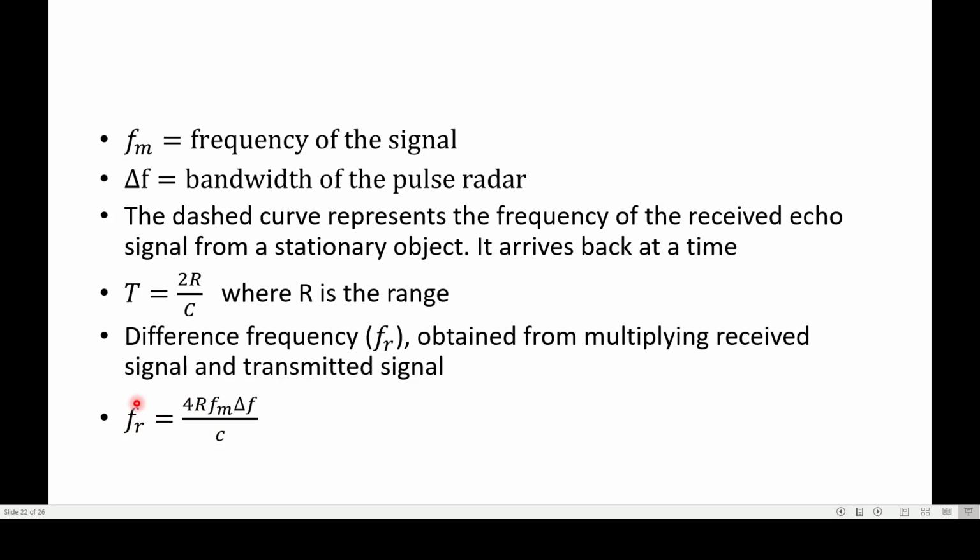So this is the difference in frequency. You can note that the difference in frequency is directly proportional to the range of the target. So this is very important. This Fr is directly proportional to R. Fr is the difference in frequency, which shows a linear relationship, a proportional relation, with the range R.